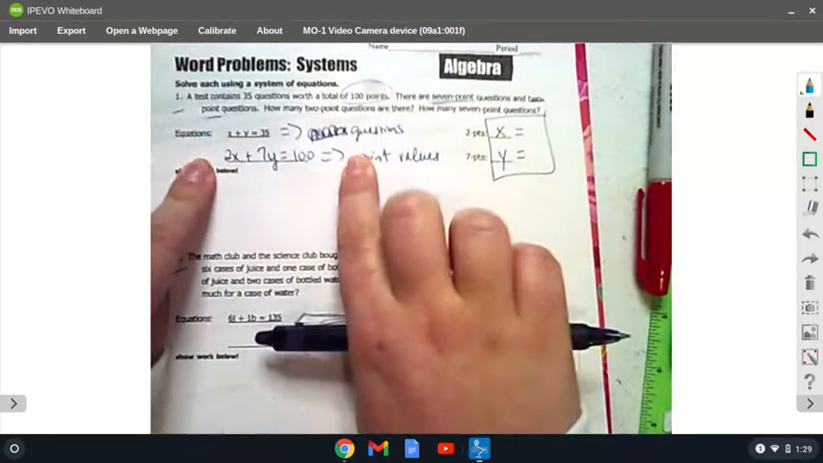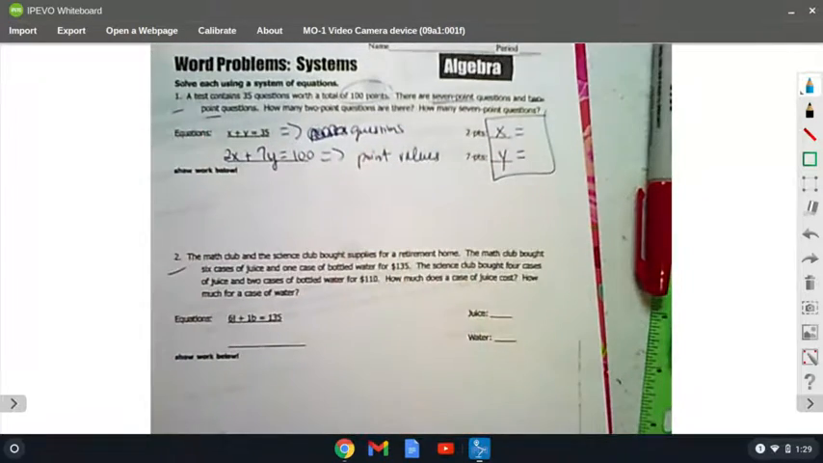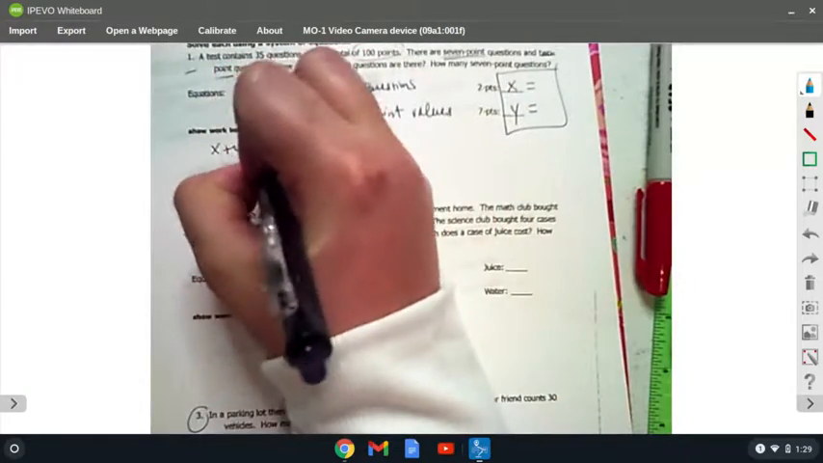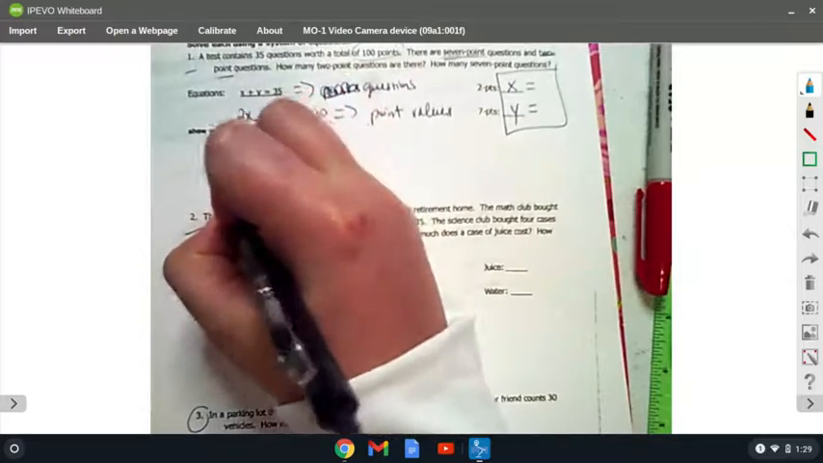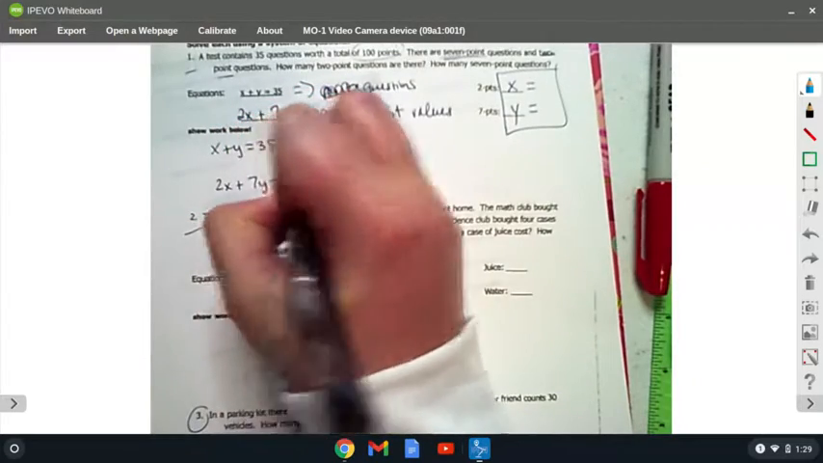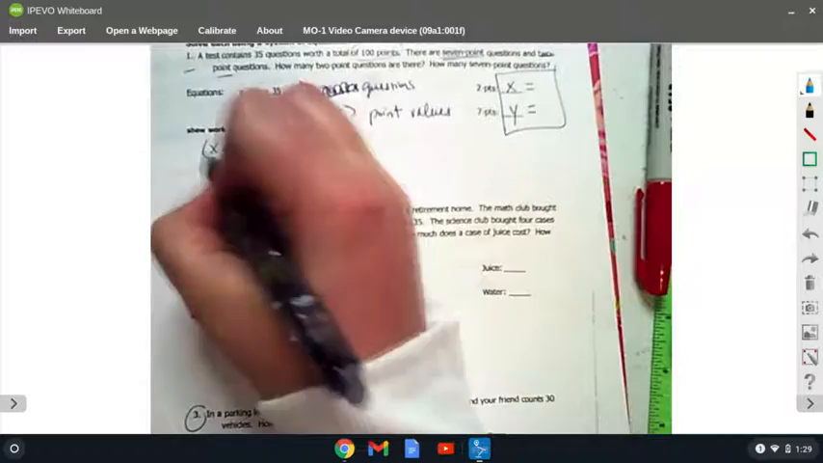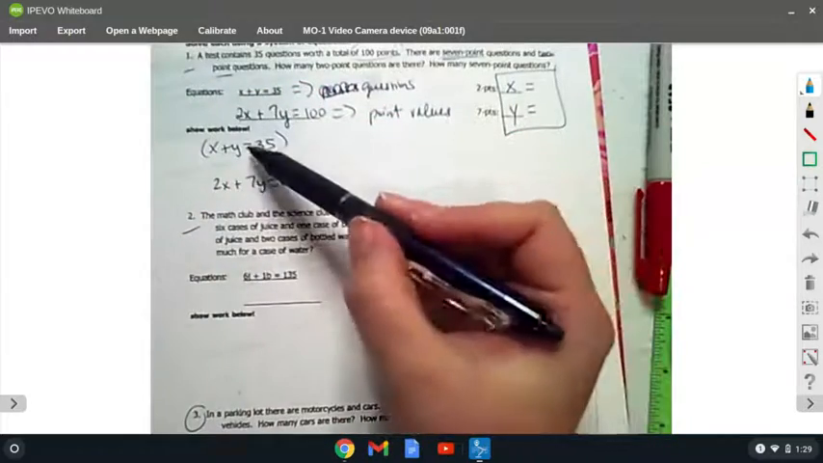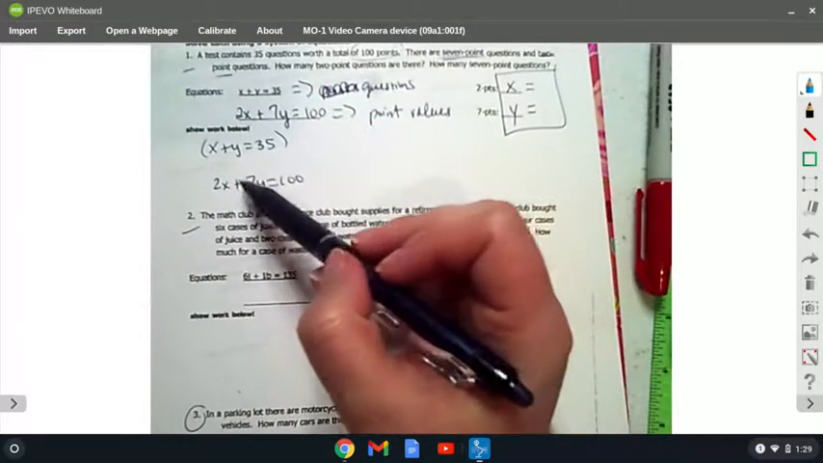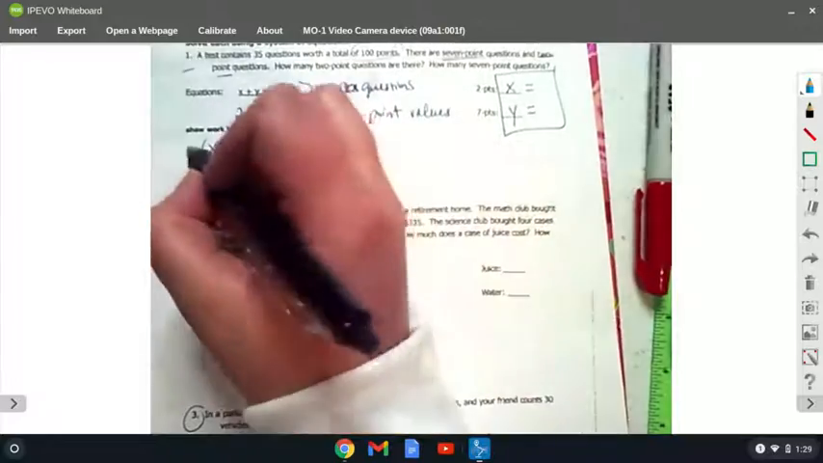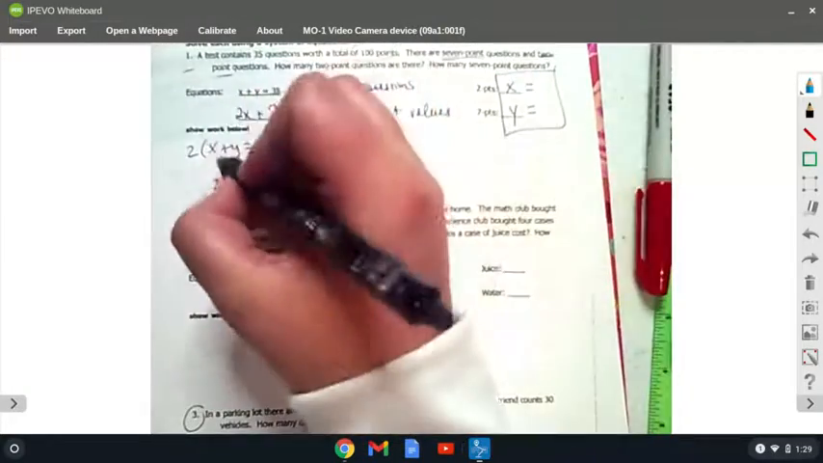Now I have 2 equations, and this one I think I'll solve by elimination because they're both in standard form. So I have this as my system. And I left a little space here because I'm going to have to multiply this one by either 2 or 7 to be able to eliminate. I'm going to do it by 2 because that's a smaller number.